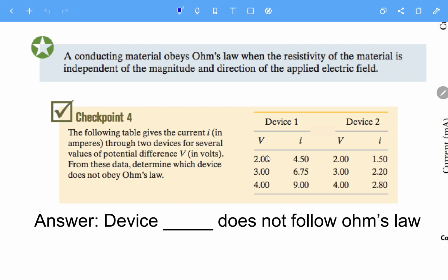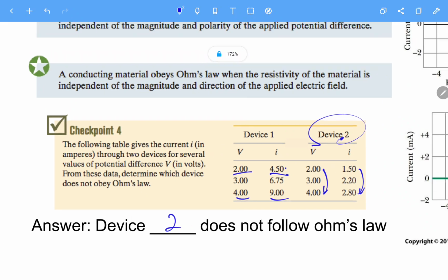Okay, so you can see V is 2, 3, 4 and I is 4.5, 6.7, 9. And then V is again 2, 3, 4, and I is 1, 2.2, 2.8. Which one does not follow Ohm's law? Yeah, quick. You can quickly see that it should be this one. You can see this is 2, this is 4, this is 4.5, this is 9, so they are in the same ratio. But this one, 2 to 4, 1.5 to 2.8. So this is device 2.